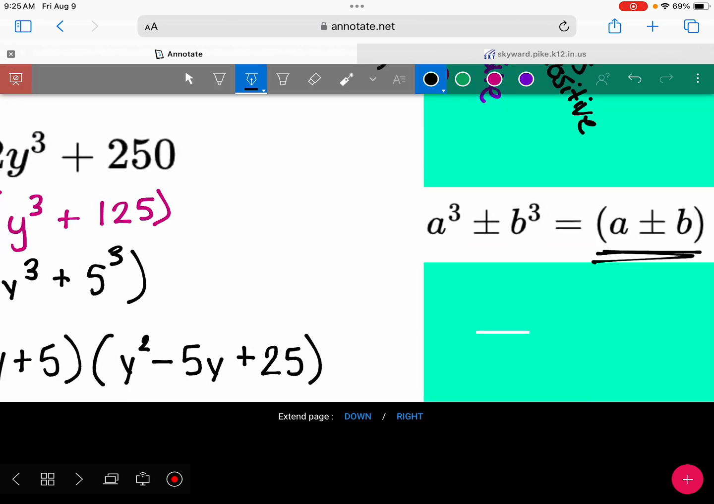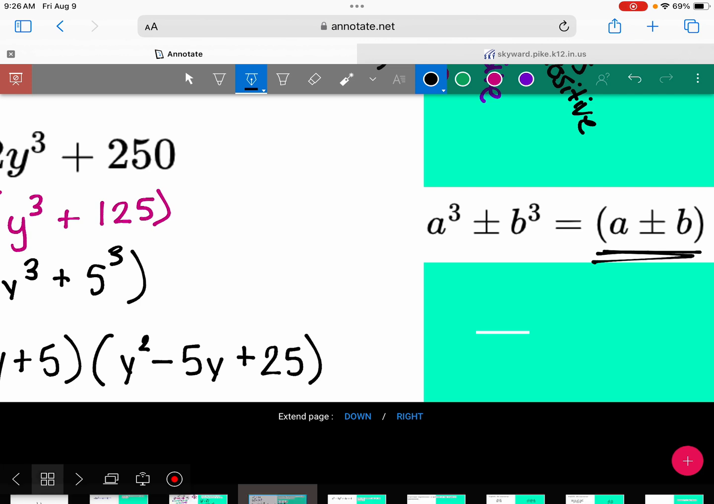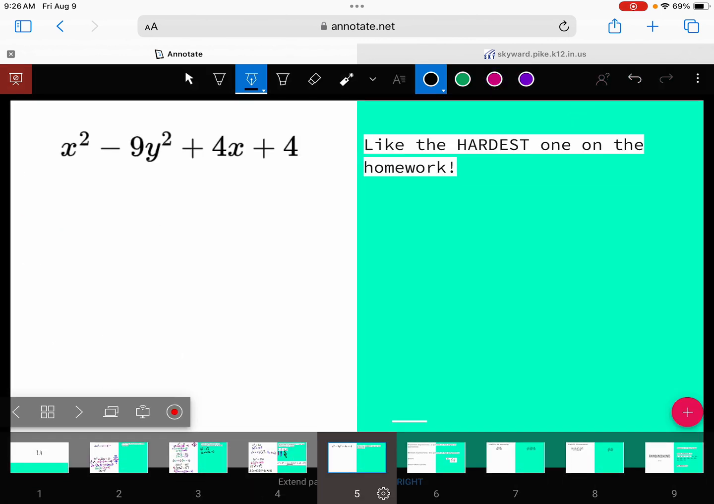Okay. So this next one that we're gonna do, which I believe is very much like one on the homework. All right. So on homework 3, there is a problem that looks very much like this. And we look at it and we go, I get that.